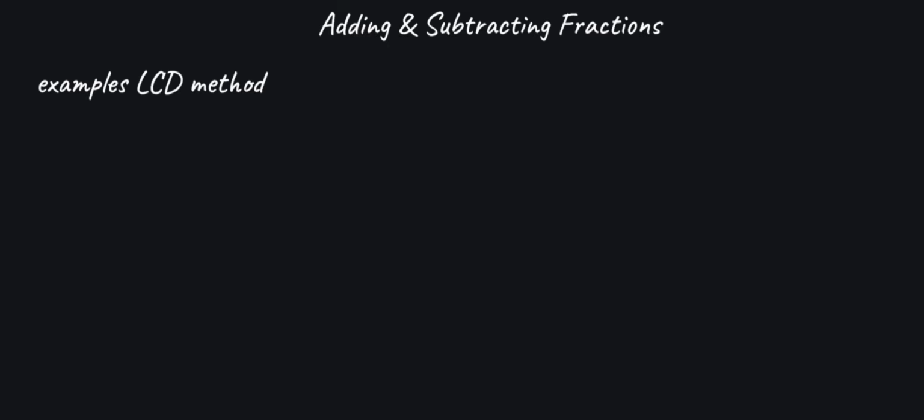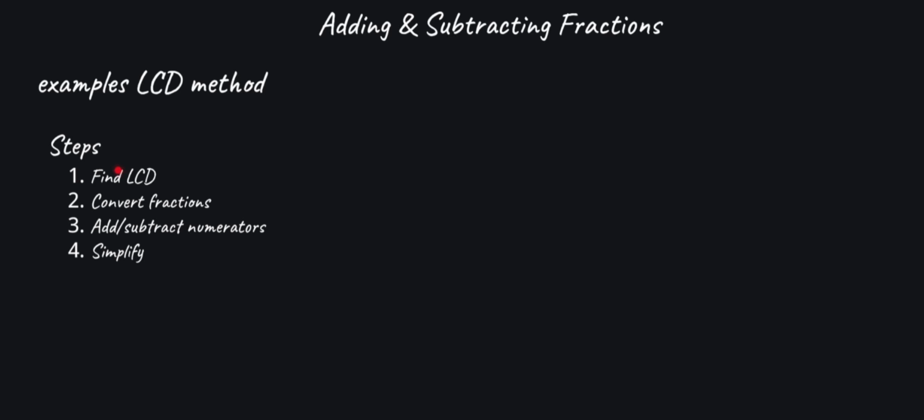Now we're going to work on examples where we have to find the lowest common denominator. And again, we only use this when the denominators are not the same. So we do have some steps that will make it easier for you to find the lowest common denominator, and this way you won't forget easily. So from these steps, the first thing we have to do is find the lowest common denominator. So find a number that the two denominators can go into without leaving a remainder.